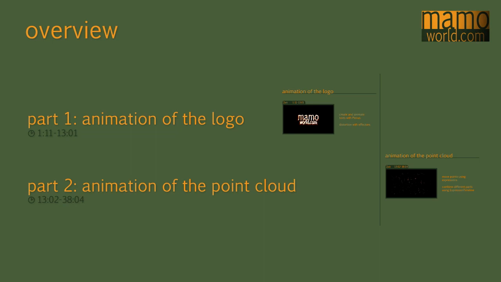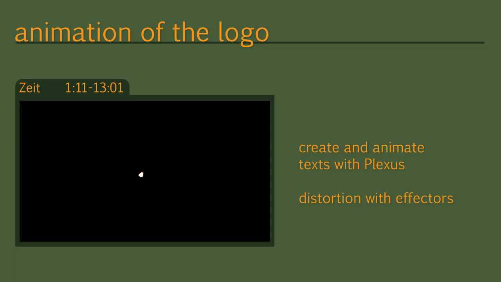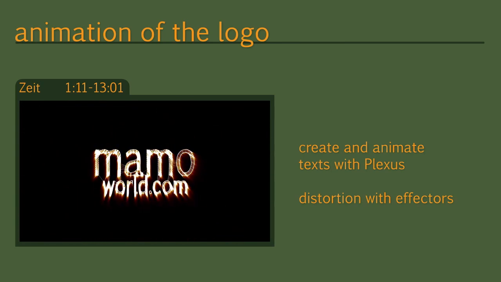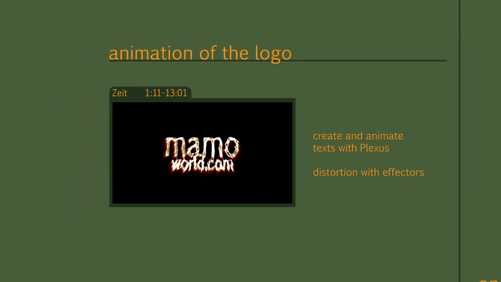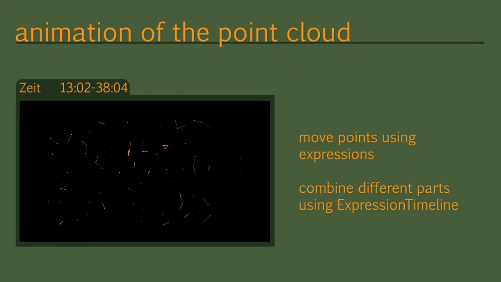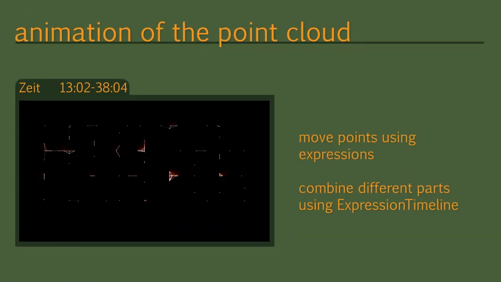The tutorial consists of two parts. In the first part we create and animate the text of the logo using the Plexus plugin. To deform the text at the beginning and at the end of the animation, we are going to use so-called effectors. In the second part, we create and animate an abstract point cloud with the help of expressions.